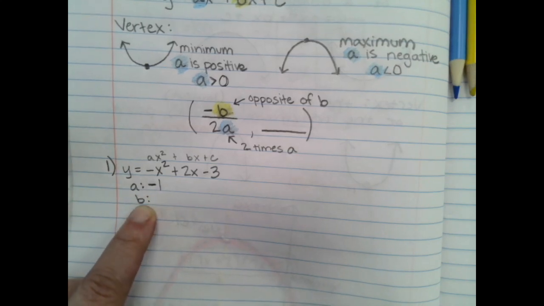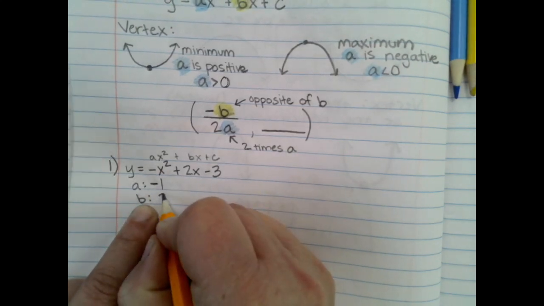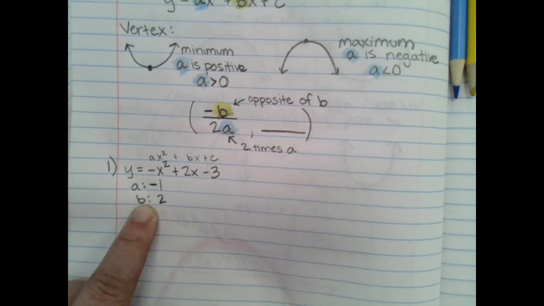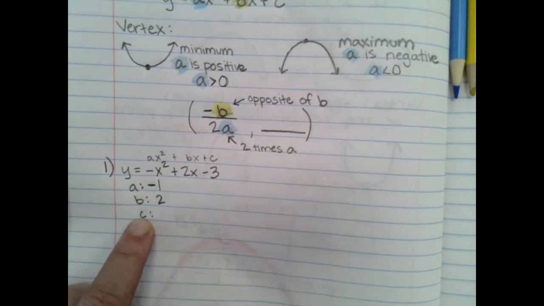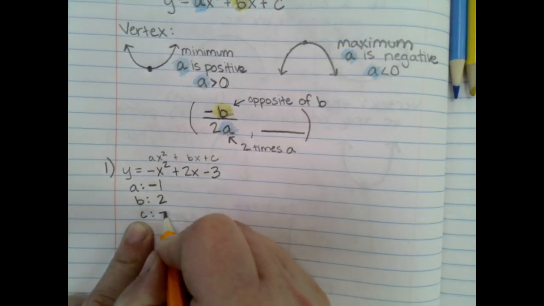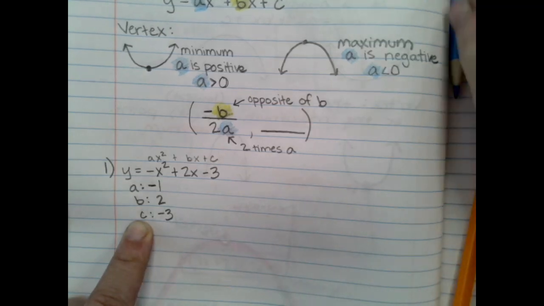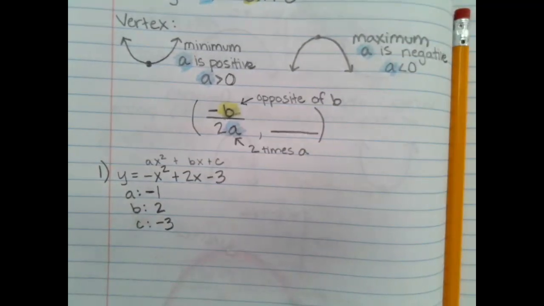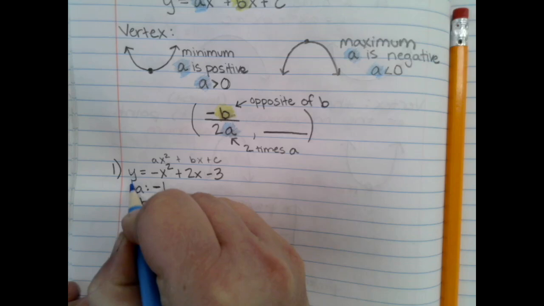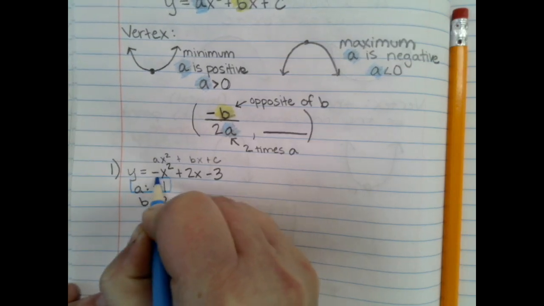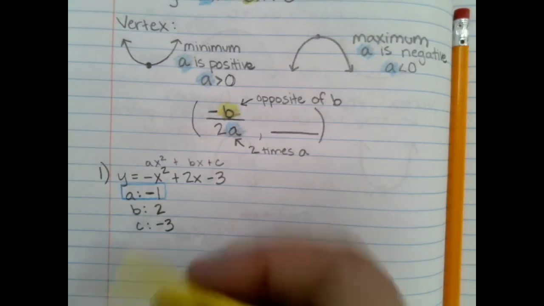What's our B? 2. We just want the number. Yep, 2. And then our C? Negative 3. Okay, I'm using blue and yellow for that A and B. C is important too, but right now we're just going to be worried about A and B.